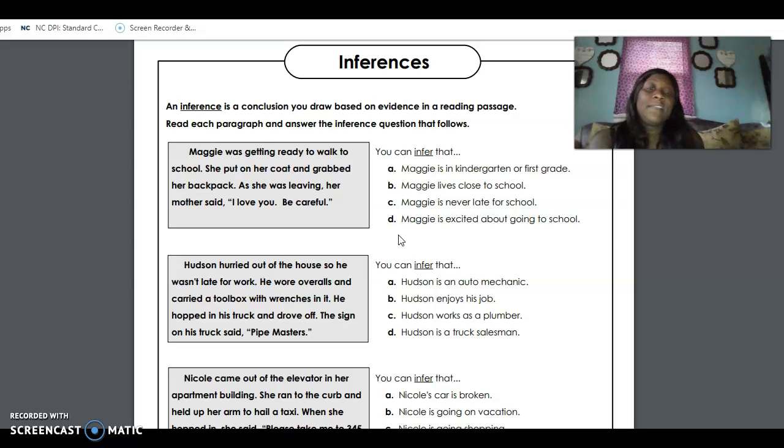B, Maggie lives close to school. I can infer that Maggie lives close to school because she walks to school. I think that's going to be the correct answer. But just to make sure, I'm going to look back at D. I can infer that Maggie is excited about going to school. So having looked at all of the answer choices, I believe that the best answer is going to be B.